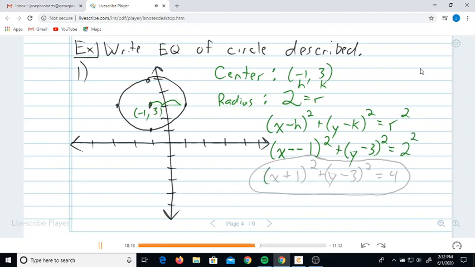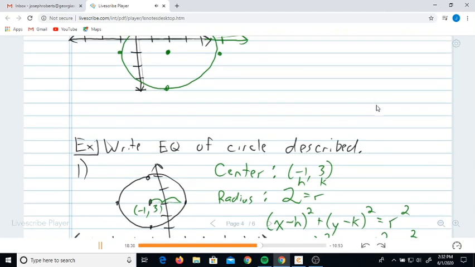So when we simplify, that minus negative becomes positive, and 2 squared is, of course, 4. So hopefully that shows you why the coordinates for the center are the opposite of what you see. When you subtract it, it's going to make it the opposite sign.